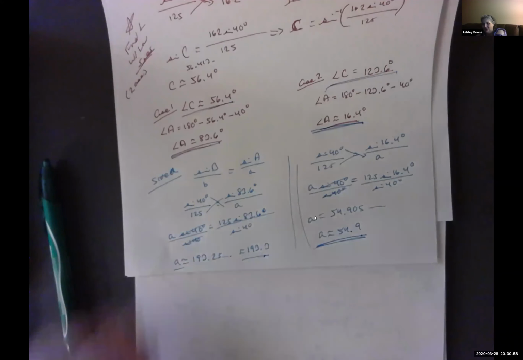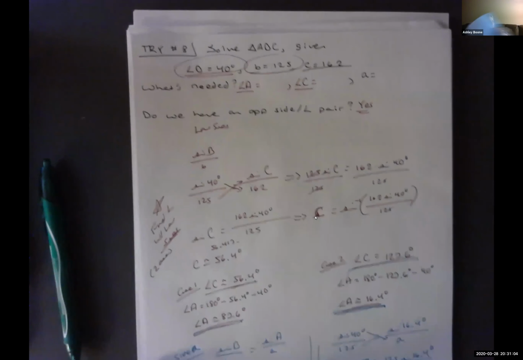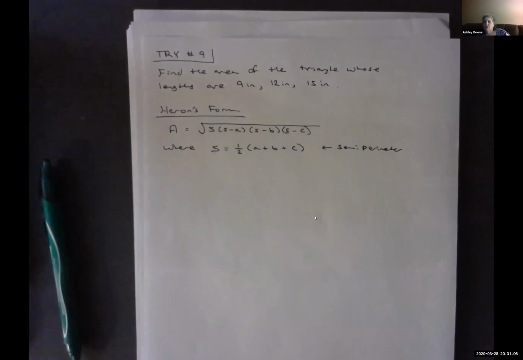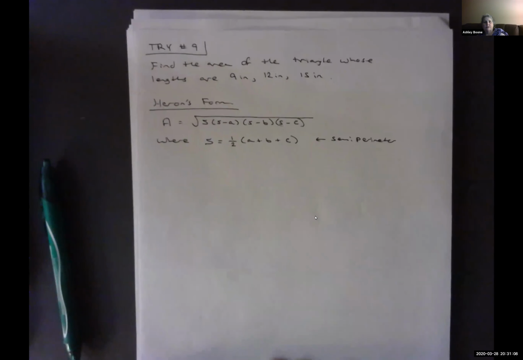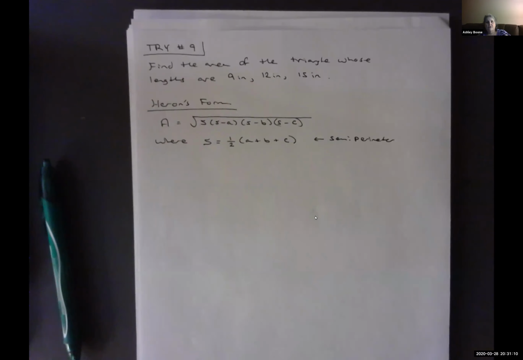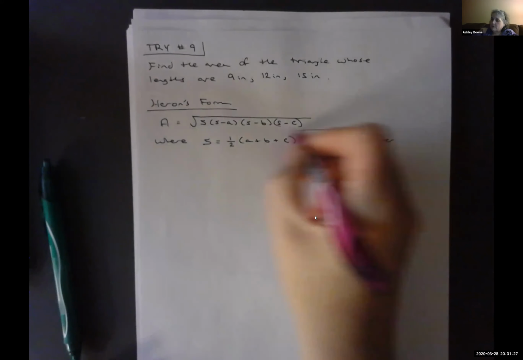Almost done. One more problem. All right. Look at this one. Find the area of a triangle whose lengths are 9 inches, 12 inches, and 15 inches. A Heron's formula problem. We don't have the height. We just know the three sides of the triangle. So remember the two things that we're going to need. We're going to need the semi-perimeter.